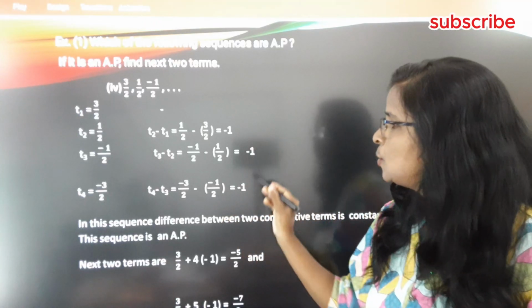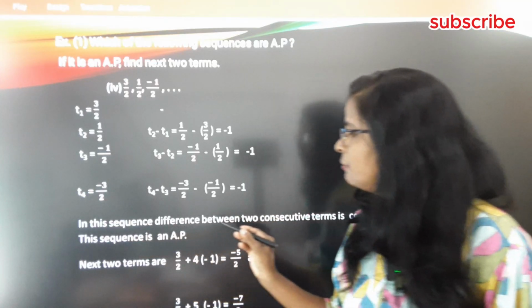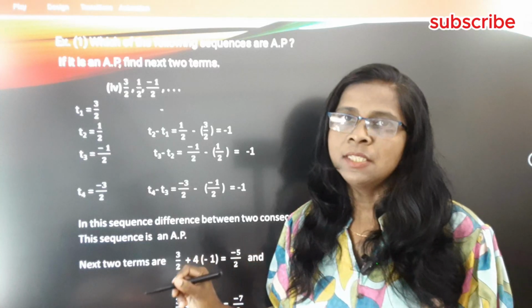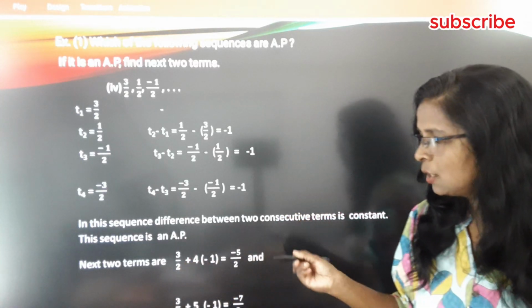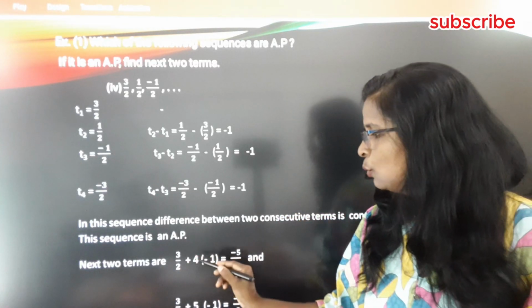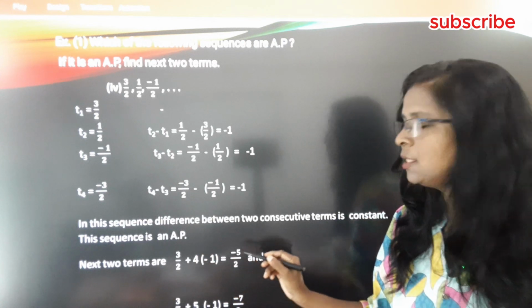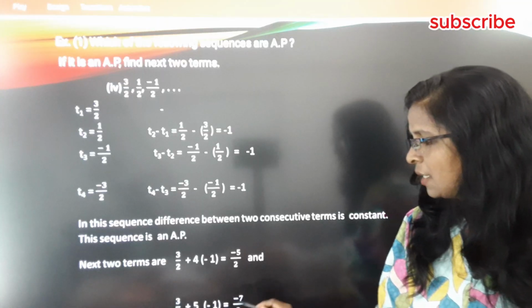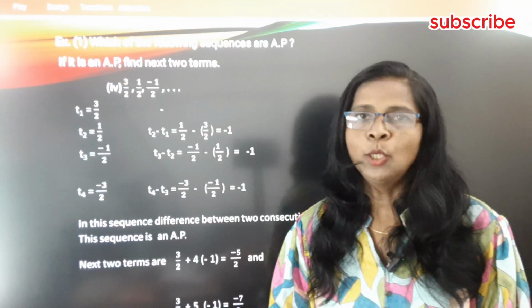So here we can observe that in this sequence the difference between two consecutive terms is constant. So this sequence is an AP. So the next two terms are 3 upon 2 plus 4 into minus 1 is equal to minus 5 upon 2, and 3 upon 2 plus 5 into minus 1 is equal to minus 7 upon 2.